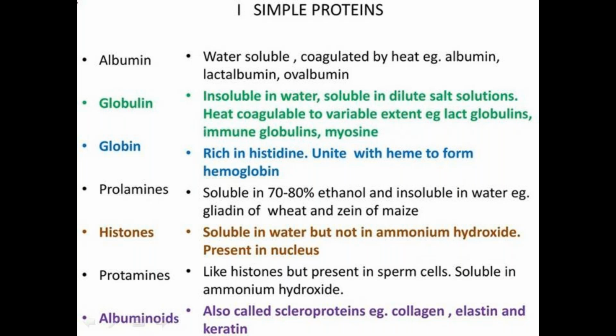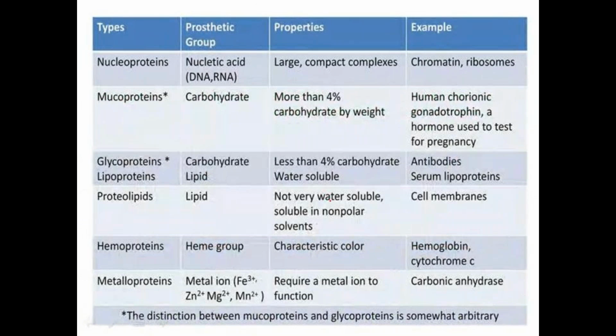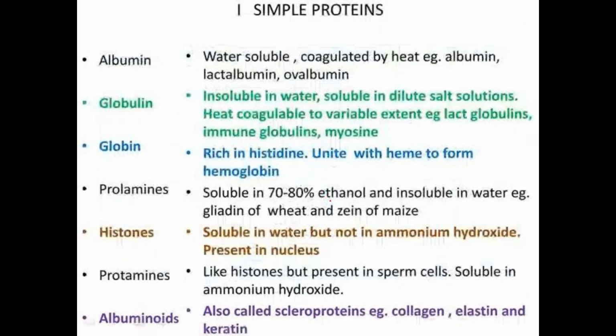And like that, different proteins are present. Albuminoids, also called scleroproteins. Sclero means hard ones, and they mainly form collagen, elastin, keratin. And these are called simple proteins.